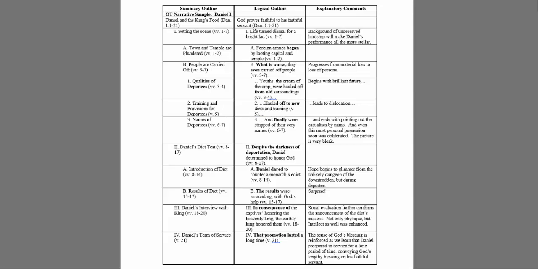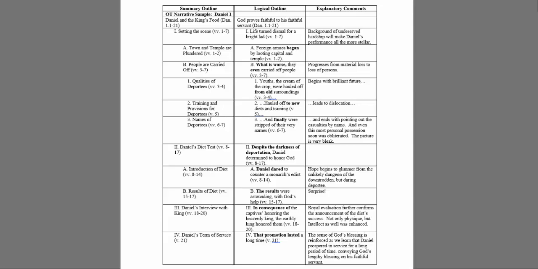Concentrate on logical outline. We've got first the heading, indicating that it's spanning Daniel 1 verses 1 through 21. And subpoint Roman numeral 1, Life turned dismal for a bright lad. This is describing that Daniel is seized and taken into exile. So he's captive. That's the dismal. Bright lad, you may recall that he was a leader in his nobility, and the conquering armies pulled off the cream of the crop and took them into captivity.